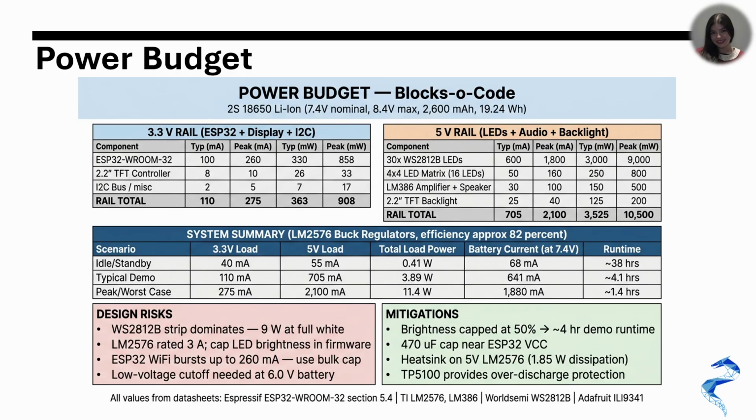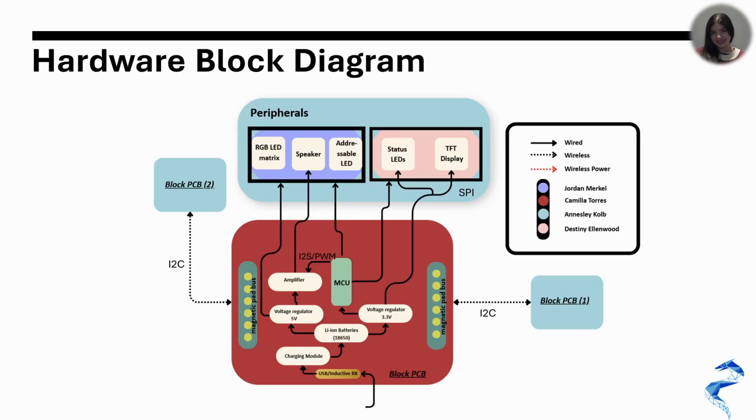We presented the complete system architecture of our project and how power flows through the system. Power enters through the USB-C port and goes to our charging module based on the TP500, which safely charges two 18650 lithium-ion batteries connected in series. Once charged, the batteries provide the main power source. Since their voltage varies with charge level, we use voltage regulators to supply stable outputs.